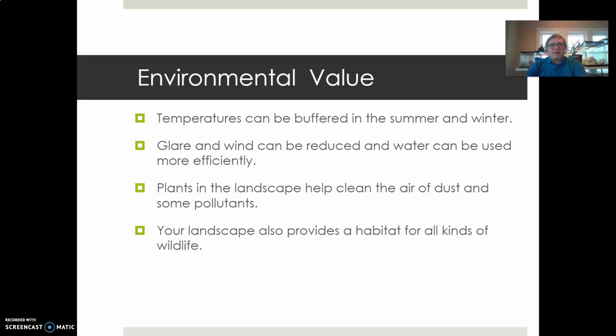Plants in the landscape can help clean the air of dust and some pollutants, again, just when they're going through their natural cycles, taking in things like carbon dioxide. And your landscape also provides a habitat for all kinds of wildlife. And again, wildlife themselves can provide economic benefits as well, like in terms of pest control and things like that. But it's also pleasant to see animals like that inside of the environment.